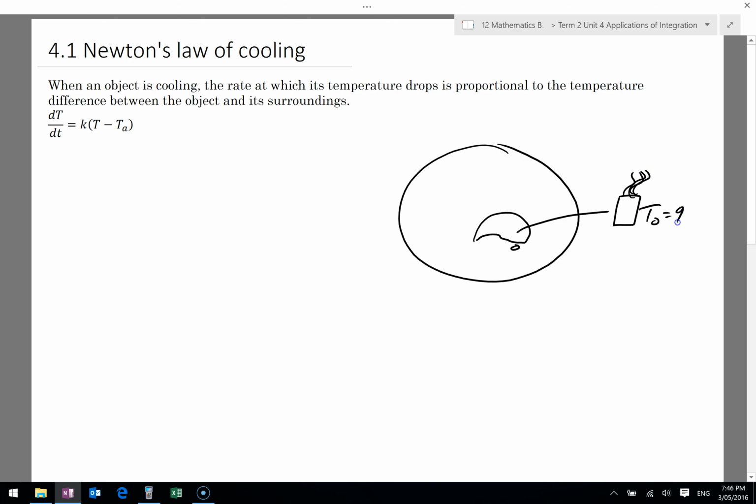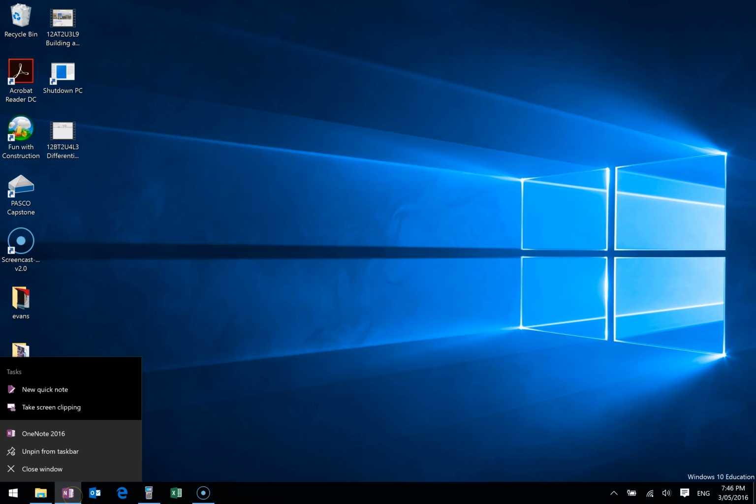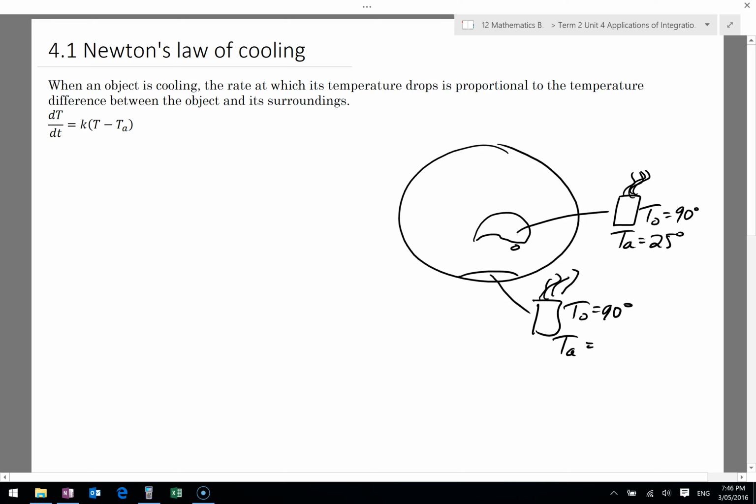whose initial temperature is 90 degrees, and the temperature around me is 25 degrees, compared to if I'm down here in Antarctica with a cup of coffee, again, initial temperature 90 degrees, ambient temperature or the temperature of the surroundings could be minus 5 degrees. The difference between these two is 65 degrees. The difference between these two, 95 degrees.